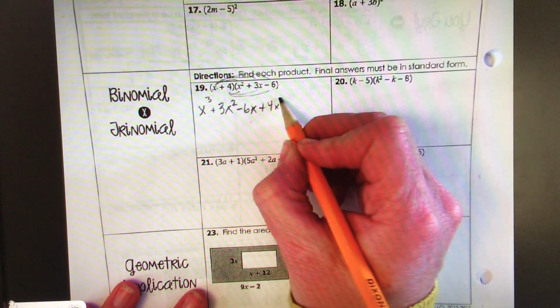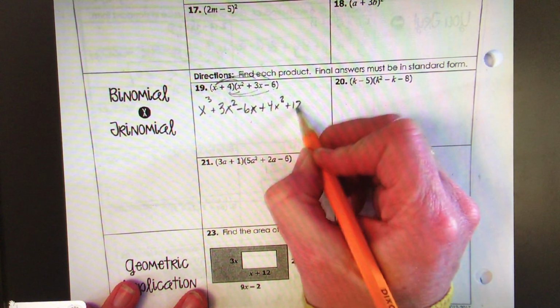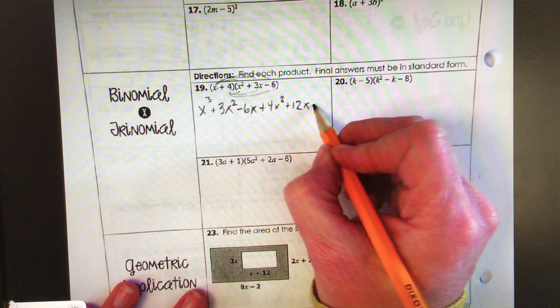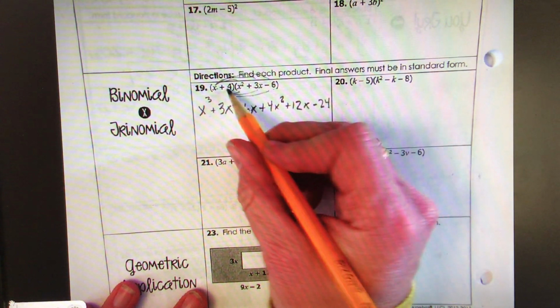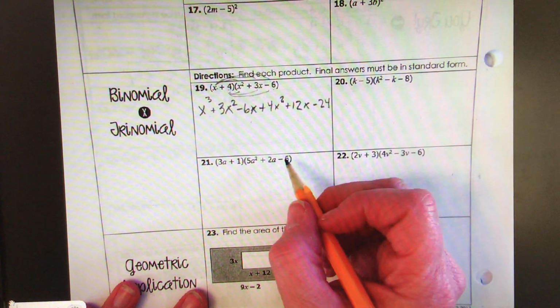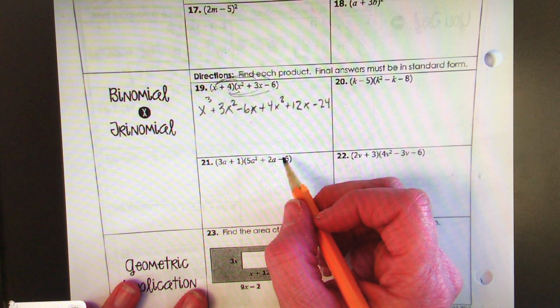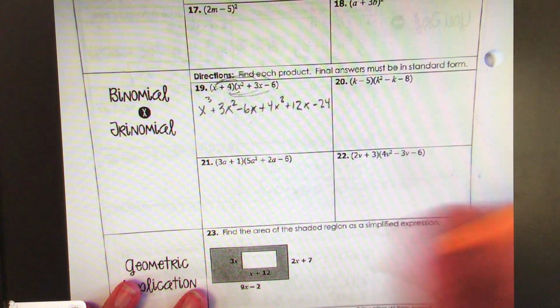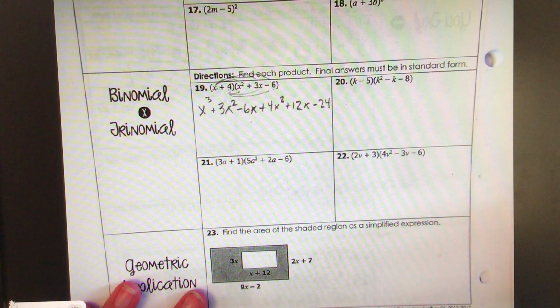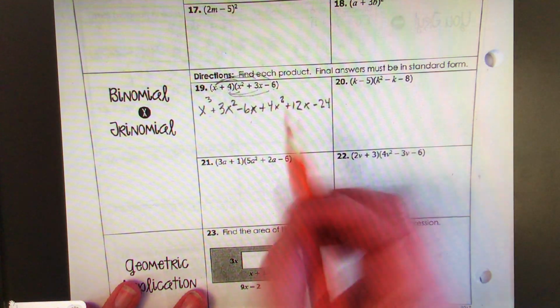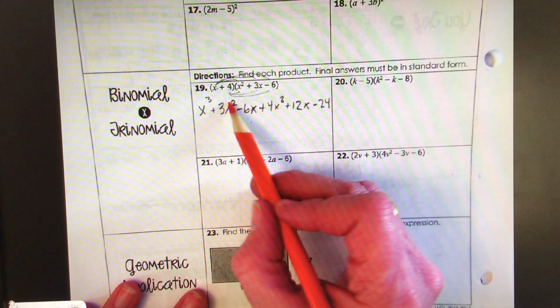4x squared plus 12x minus 24. So again, I just multiplied 4 by all these terms. Now there's going to be a little bit more combining to do. So maybe I'll do a little color this time. I like orange. Maybe I'll think about my x squared terms.